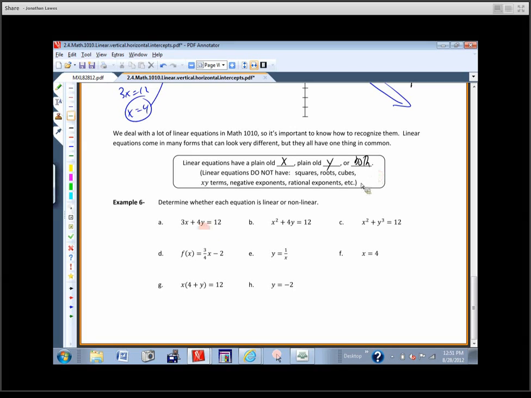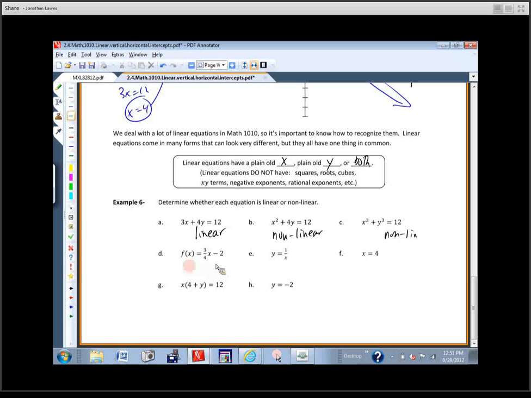So if we look at this one right here, plain old x, nothing weird going on there. Plain old y, nothing weird going on there. Is that a linear equation? Yes, it is. So we'd say linear. Let's take a look at the next one. Is that a plain old x? No, it's an x squared. So we would say that is non-linear.